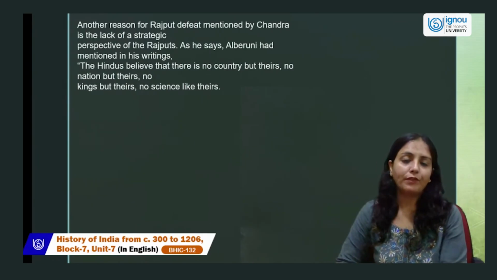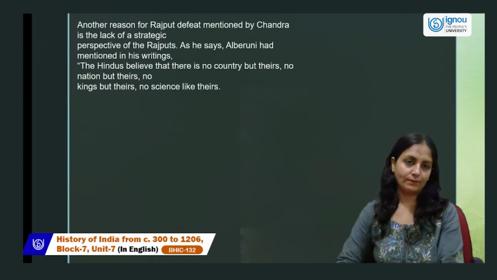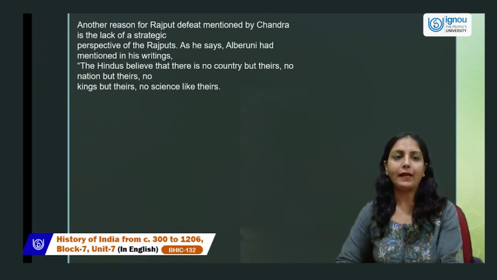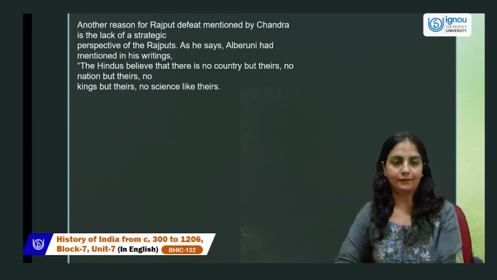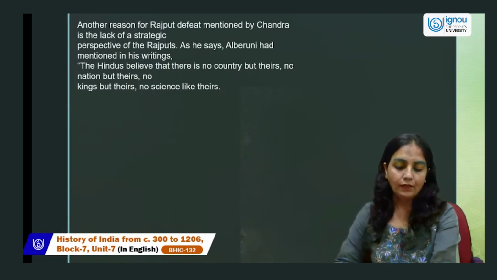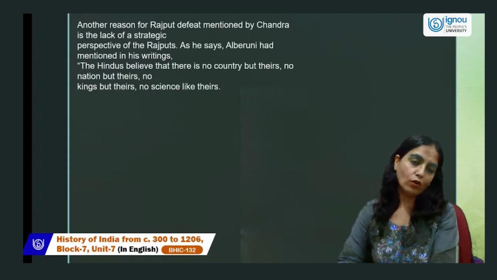Another reason for the Rajput defeat mentioned by Chandra is the lack of strategic perspective of the Rajputs. As he says, Al-Biruni had mentioned in his writings that the Hindus believe that there is no country but theirs, no nation but theirs, no kings but theirs, and no science like theirs. Yes, the feeling of supremacy among Hindus was a big lacking for all of them.